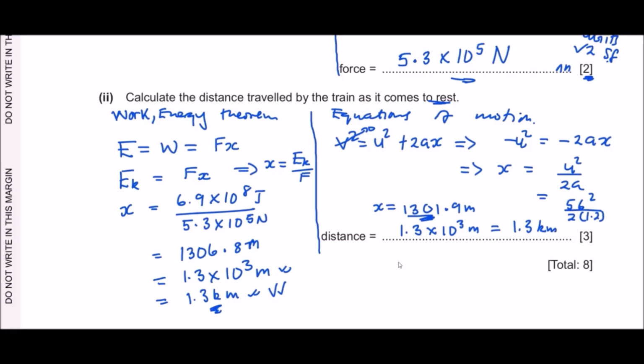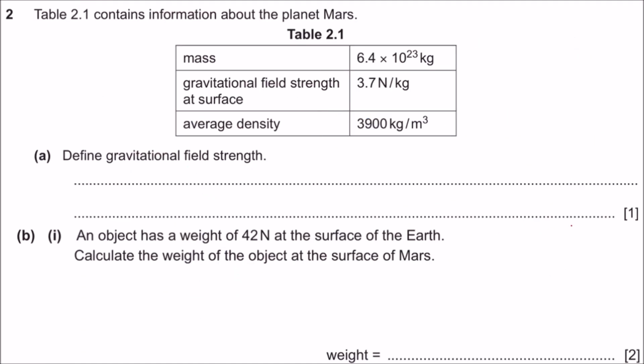Key areas where students lose marks: you are supposed to put units, either meters or kilometers, and you're also supposed to have a minimum of 2 significant figures. With this, you score all the marks. Question number 2. Table 2.1 contains information about the planet Mars. Mass of Mars: 6.4 times 10 to the power 23 kgs.